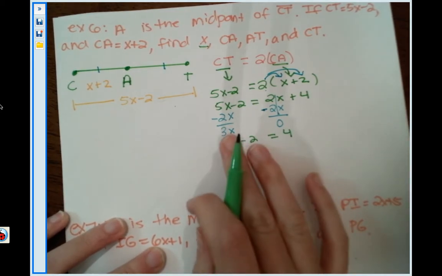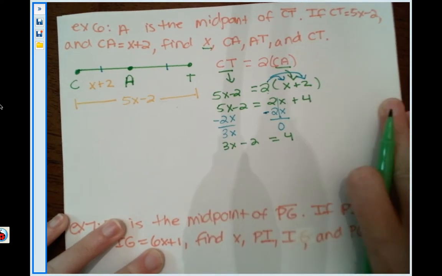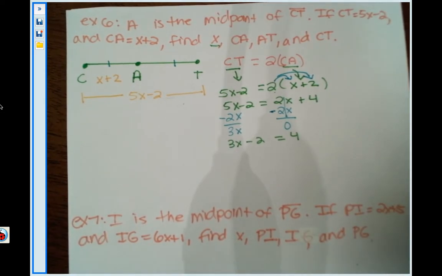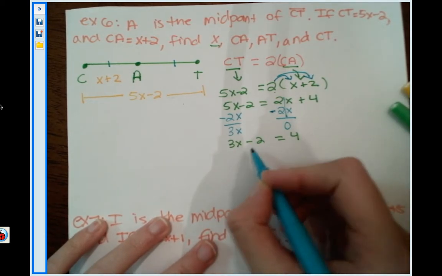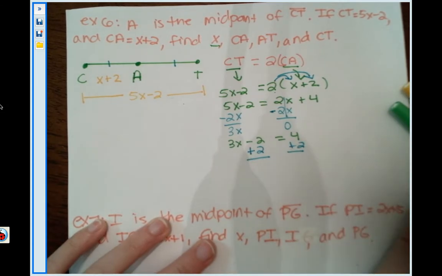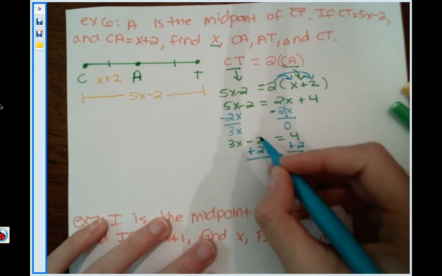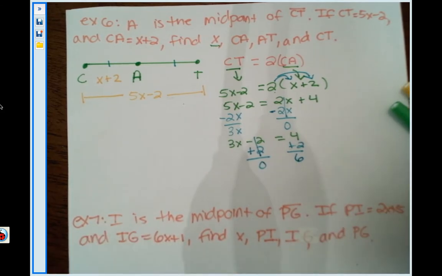Now that my x is on one side, I need to move everything else to the other side. I'm going to start by bringing this negative 2 to the other side. The way I bring a negative to the other side is by adding it on both sides. Bam. Negative 2 plus 2 cancels and turns to 0, and 4 plus 2 is 6. So now I have 3x equals 6.